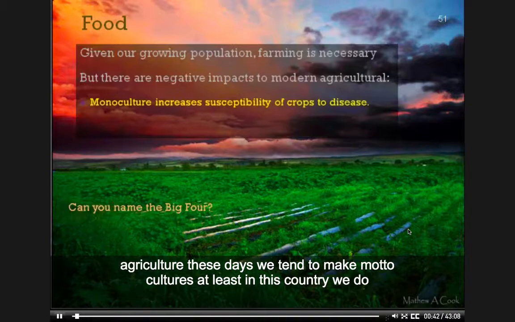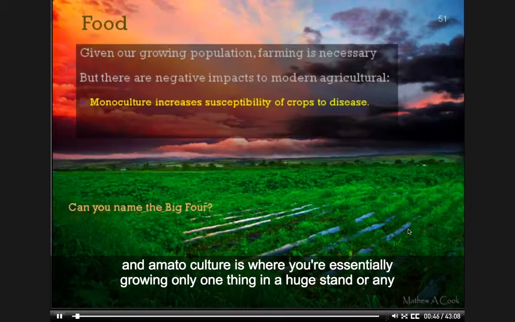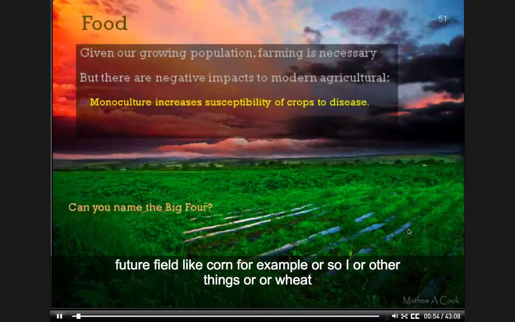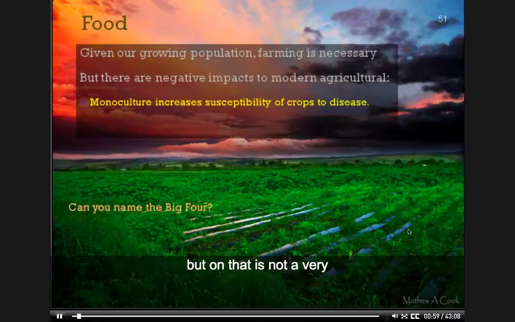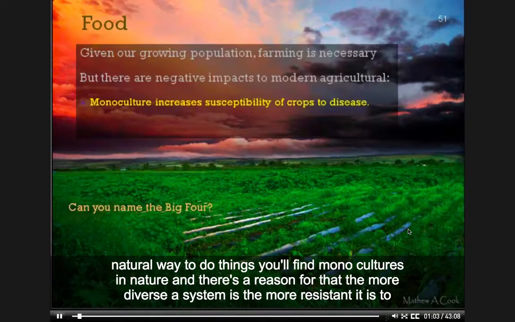We tend to make monocultures, at least in this country we do. And a monoculture is where you're essentially growing only one thing in a huge stand or in a huge field, like corn, for example, or soy, or wheat. But that is not a very natural way to do things. You don't find monocultures in nature, and there's a reason for that.